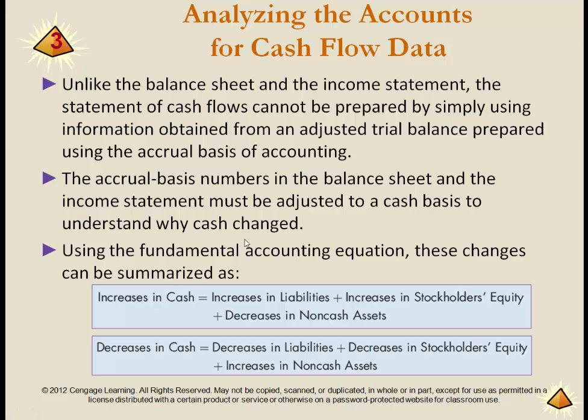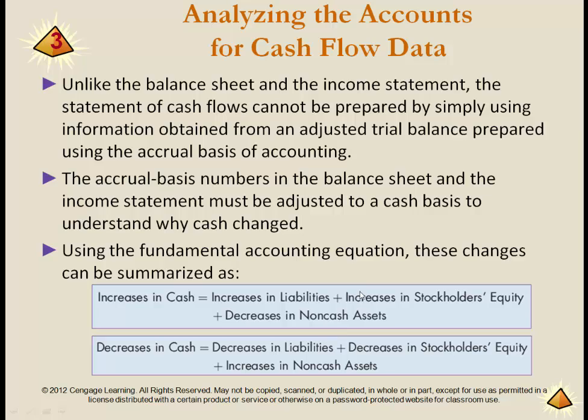And what this says here is you need more stuff than just the balance sheet and the income statement to create a statement of cash flows. You need multiple things. You need an adjusted trial balance, and you need some other things. Because what we're doing, as we talked about, is going from an accrual basis to a cash basis, because we want to try and figure out why cash changed.